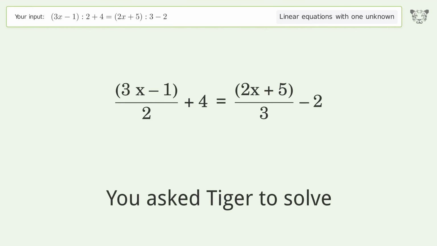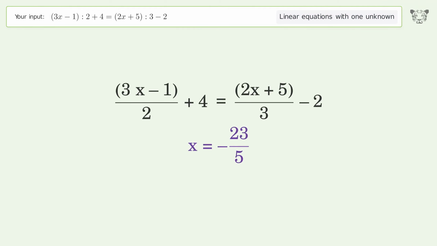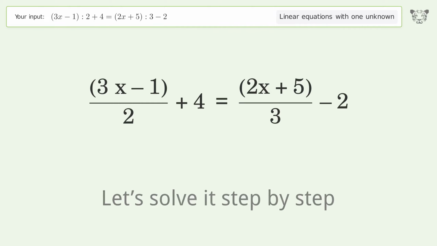You ask Tiger to solve. This deals with linear equations with one unknown. The final result is x equals -23/5. Let's solve it step by step.